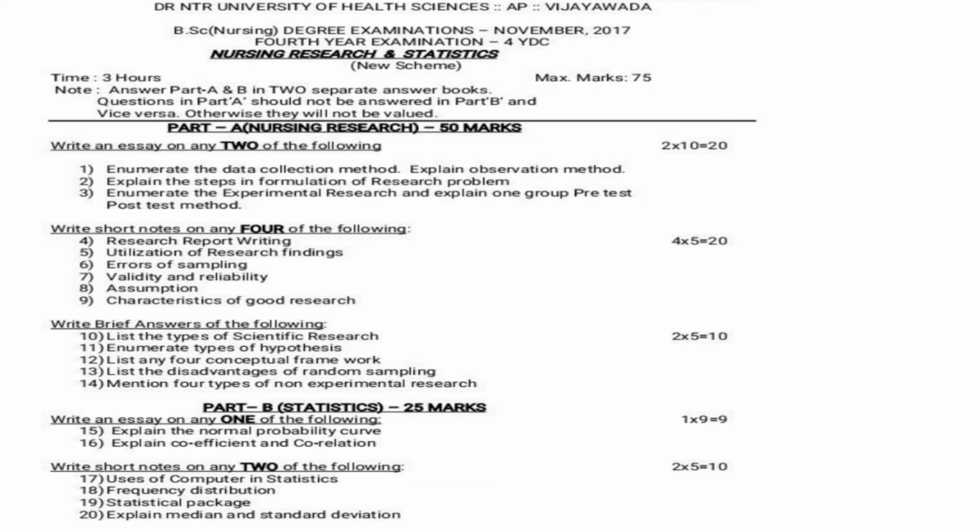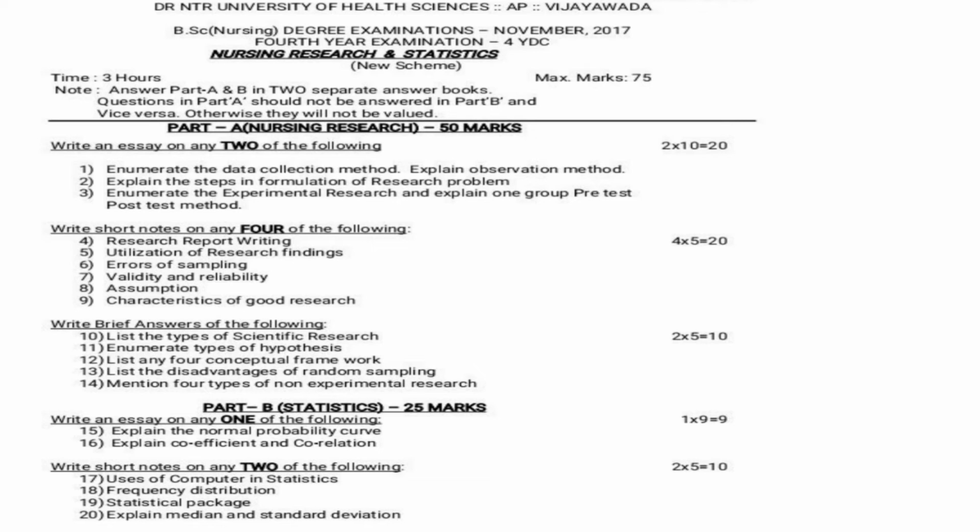Next, brief answers. 10th question, list the types of scientific research. 11th question, enumerate types of hypothesis. 12th question, list any 4 conceptual framework. 13th question, list the disadvantages of random sampling. 14th question, mention 4 types of non-experimental research.